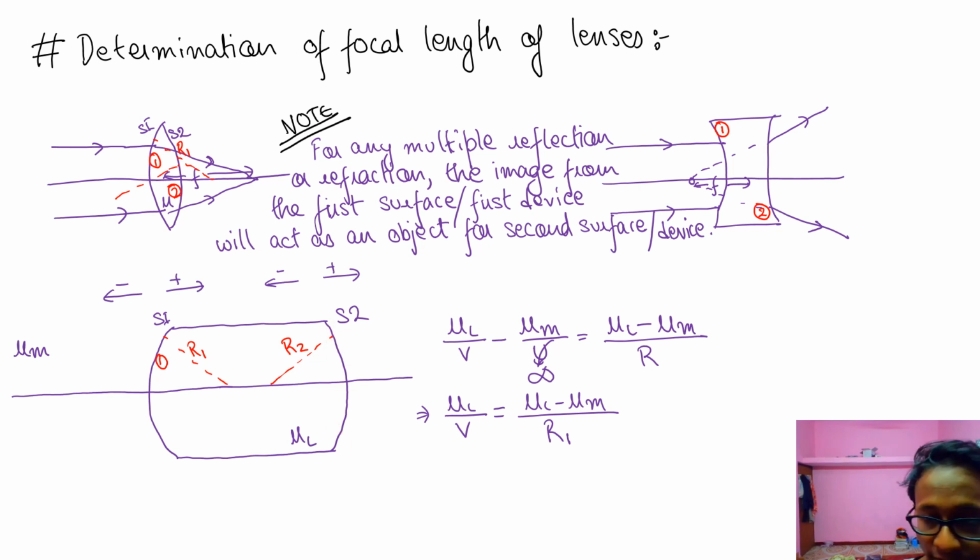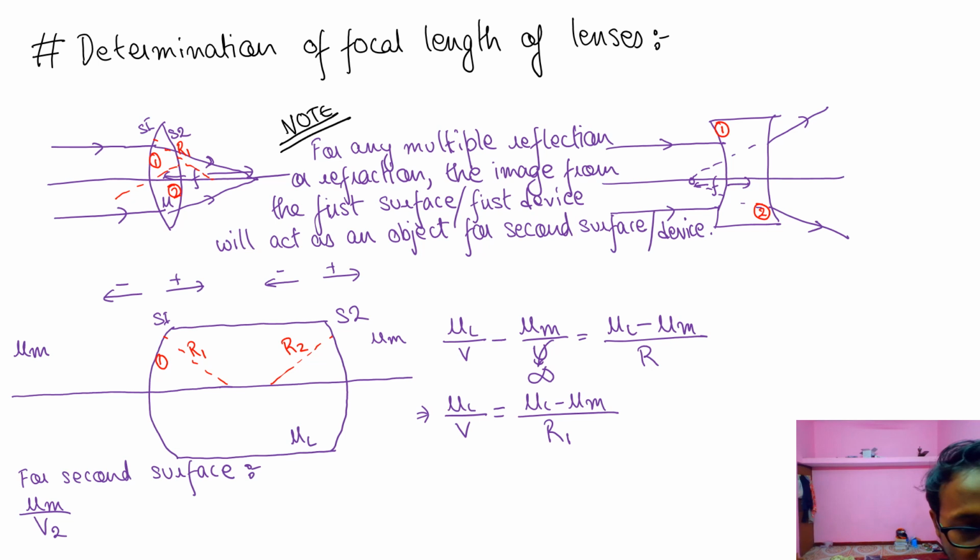For the second surface, we can simply write mu M by V2 minus mu L by U1 is equal to mu M minus mu L by R2. Why mu M? Because the image is forming in the medium.